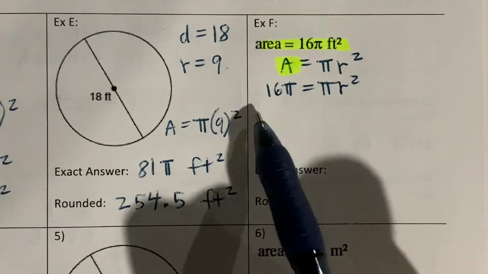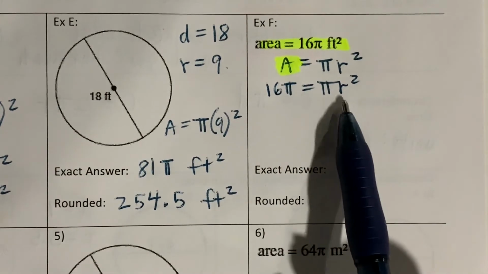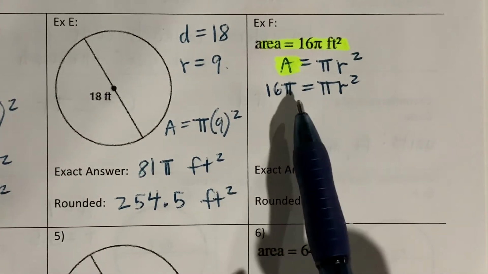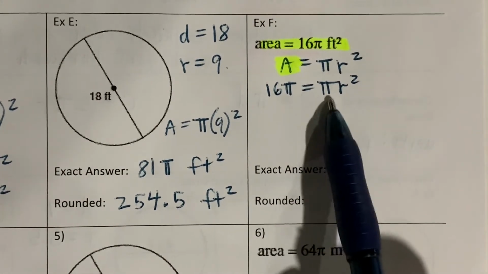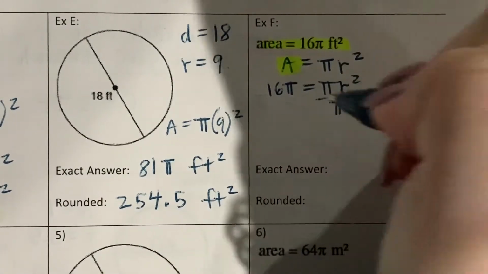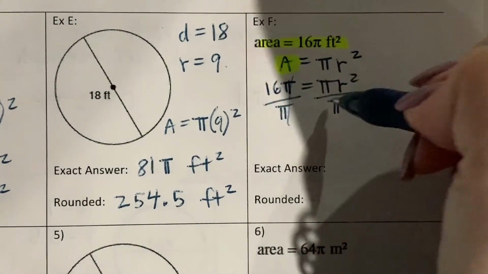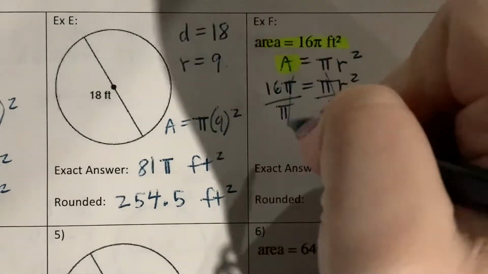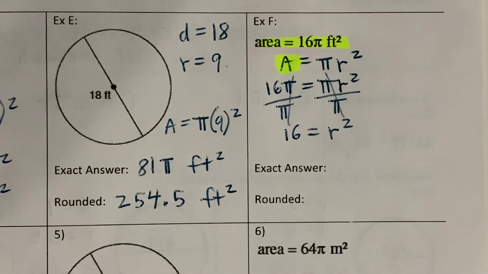Now I need to solve this equation, and I only have one variable. My variable is r. I'm trying to find my radius here. And pi is just a number. So first thing I could do is get rid of this number that we have in front of our radius squared. So I could divide by pi on both sides. And when we do that, you'll see the pi ends up just dropping out of the problem. I'm left with 16 equals my radius squared.